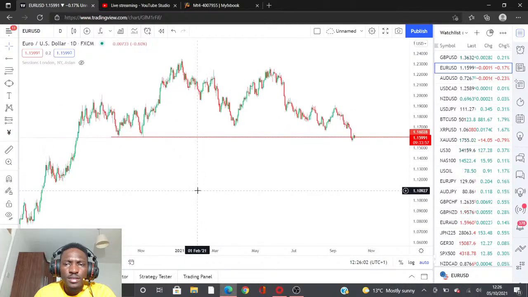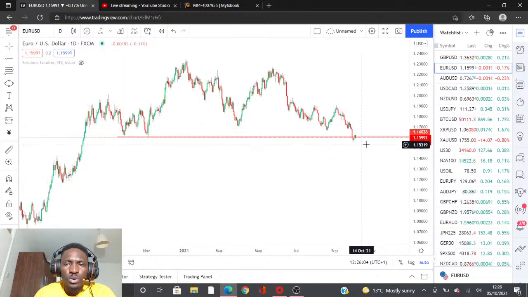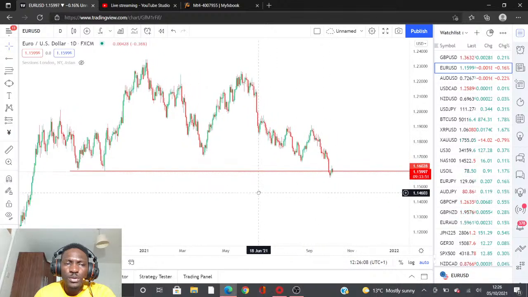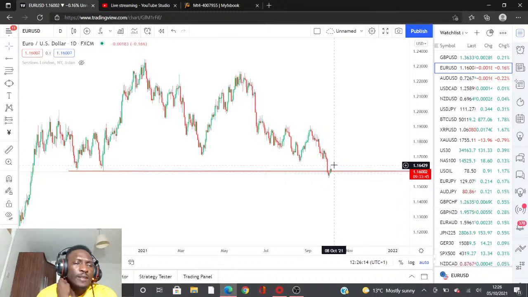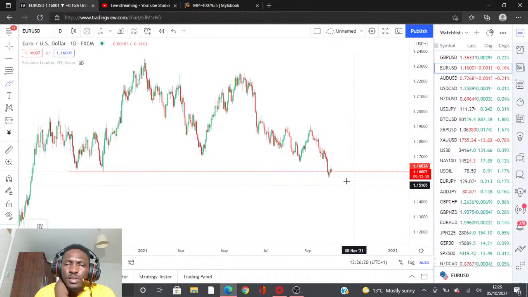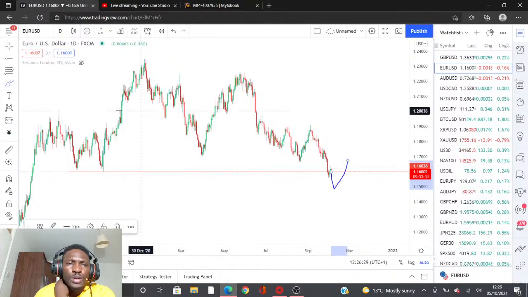So the euro dollar is at this structure. We've clearly broken the structure, but the market is taking a breather, and I told you the market could do a few things here. We might get a deeper retracement. Even though the market has clearly broken that structure, it doesn't mean we're not going to make one more move down before the market actually corrects.